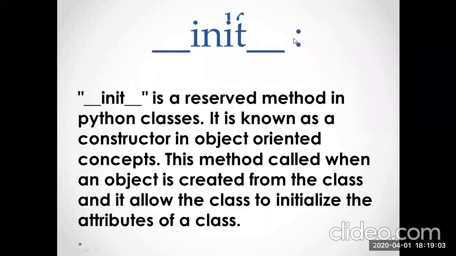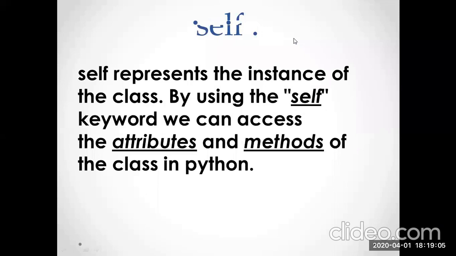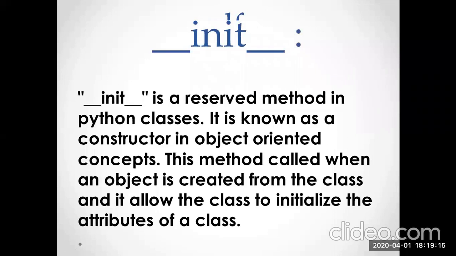What do you mean by self? Self represents the instance of the class. By using the self keyword, we can access the attributes and methods of the class in Python. What do you mean by init? Init is a reserved method in Python classes. It is known as a constructor in object-oriented concepts. This method is called when an object is created from the class and it allows the class to initialize the attributes of the class.